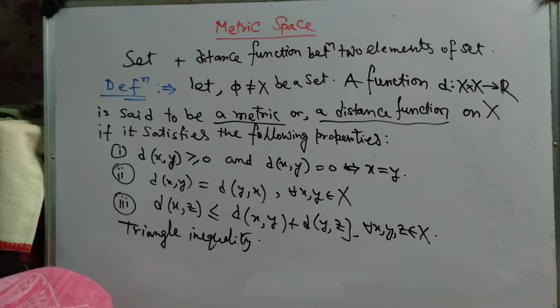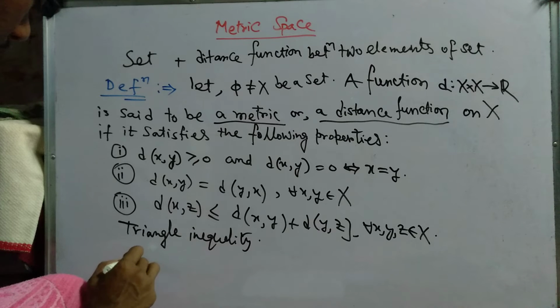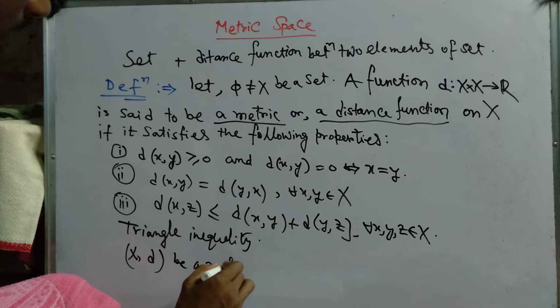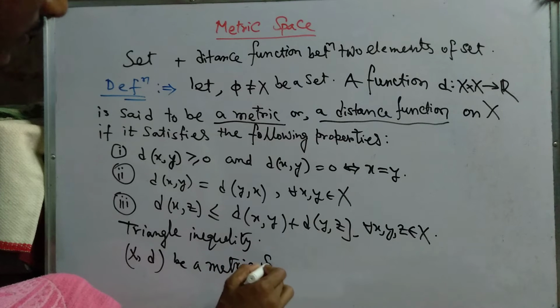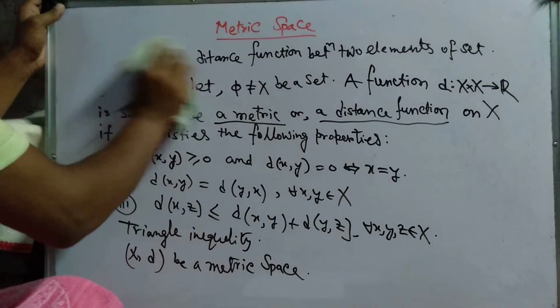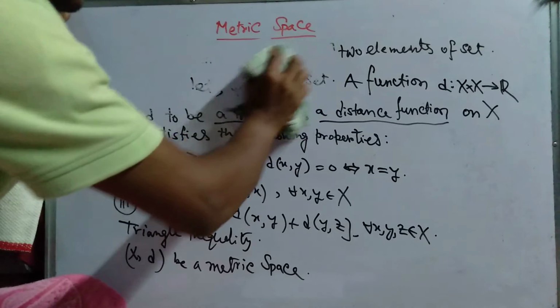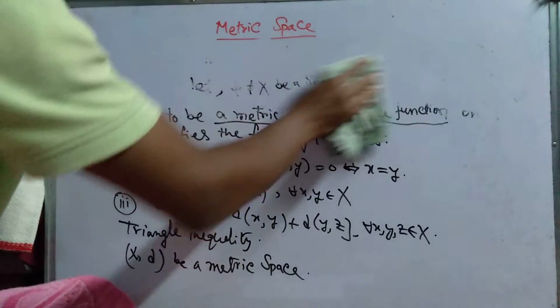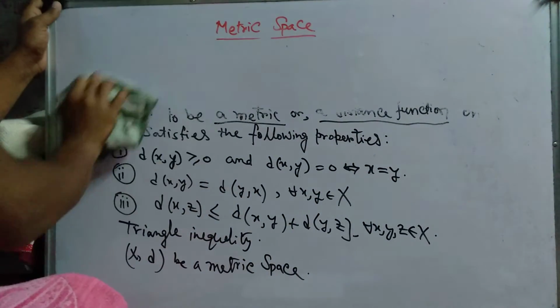Next, then we call (X, d) a metric space. That means d is a metric and (X, d) is a metric space. Now going further, so erase this portion. Metric spaces are easily handled. So we now discuss some trivial examples to understand the basic things.